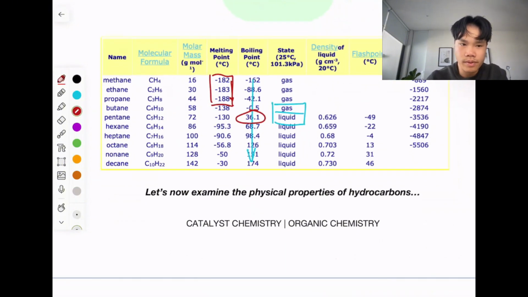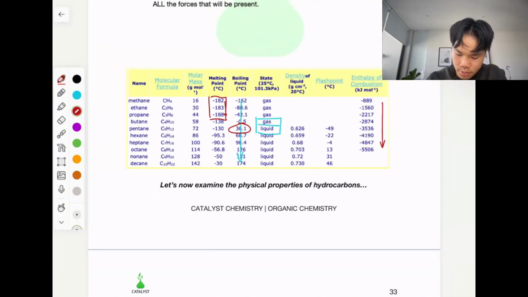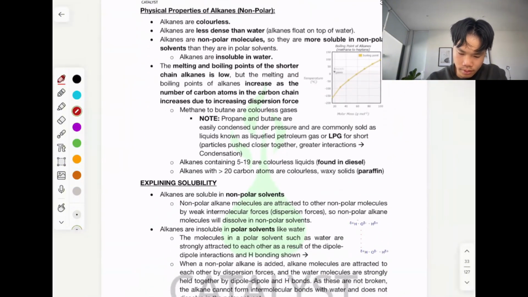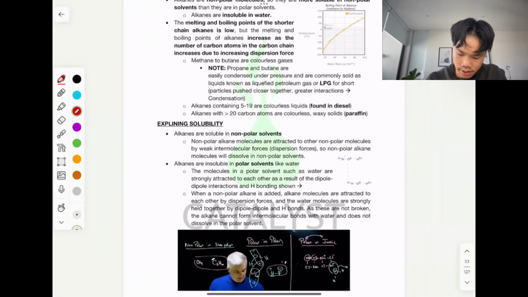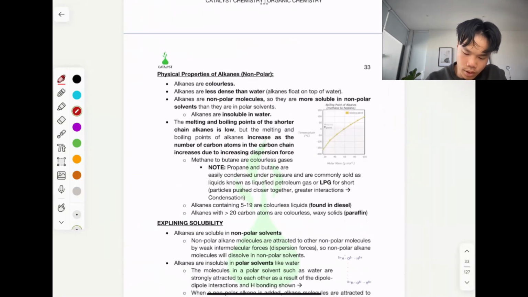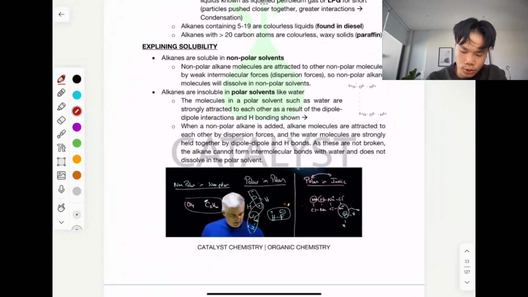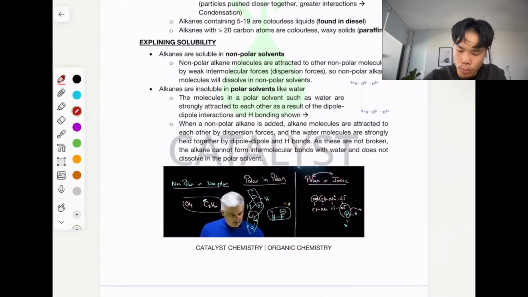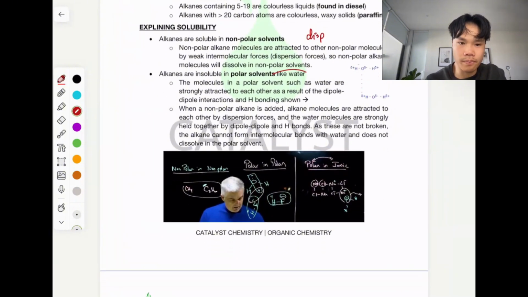Then you can also see enthalpy of combustion increases as you increase chain length. And they're the main trends that you observe. Okay. You should be able to explain the properties of an alkane: explain their solubility in a non-polar solvent because they are able to form dispersion forces, and their insolubility in polar solvents because they cannot form the same strength of bond. So it's not an energetically favorable process to dissolve in a polar solvent.